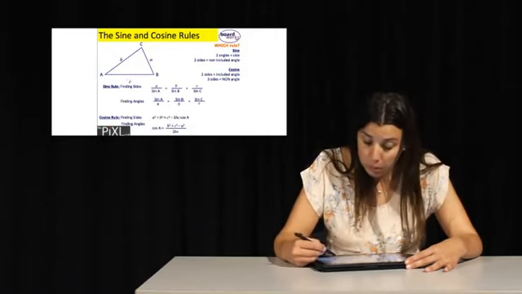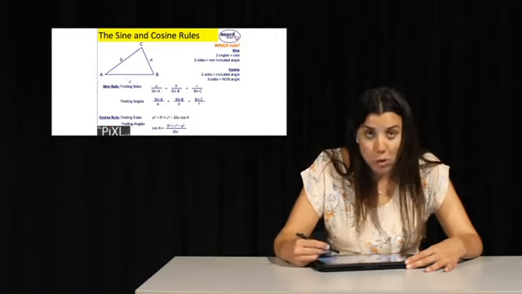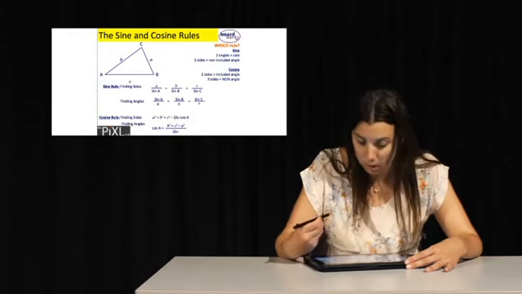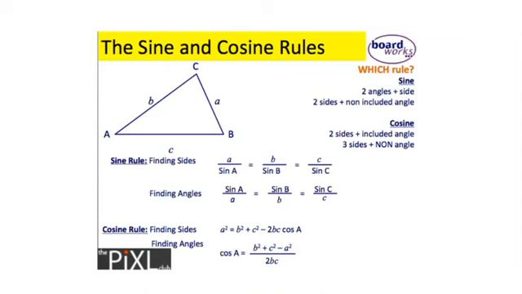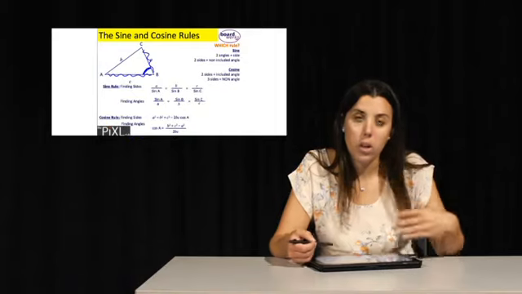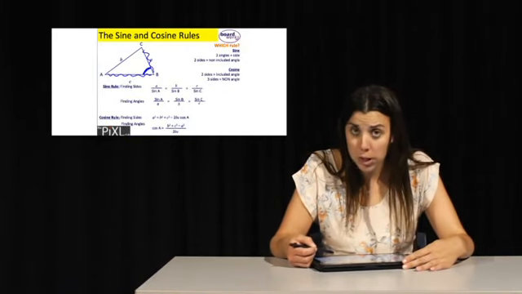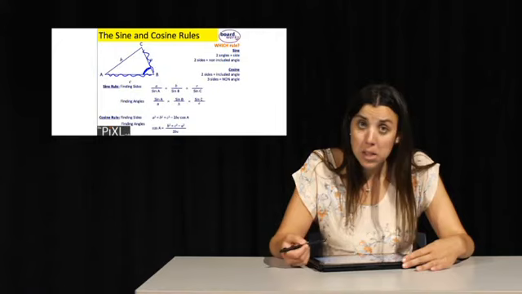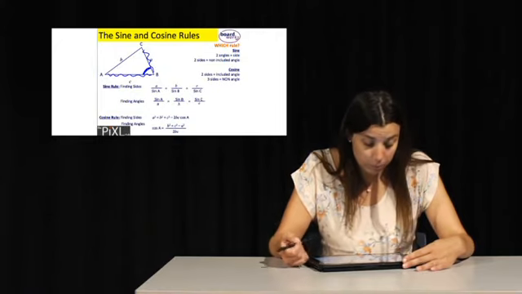The cosine rule is used in situations where you have 2 sides and the included angle. That was the first situation I described. That was this side, and the included angle, the angle between the two sides. The other situation the cosine rule can be used is when you have three sides and no angle given.